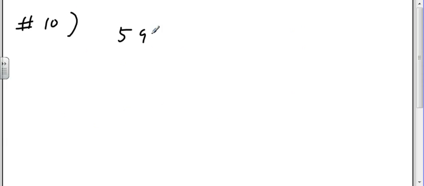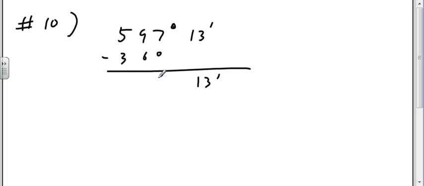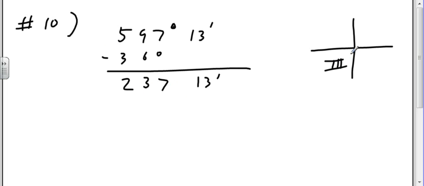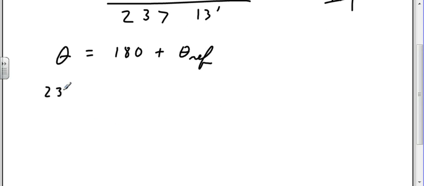Now, 597 degrees and 13 minutes. Isn't that lovely? Well, it's greater than 360, so the first thing I do is subtract 360 from it. So 237. 237 is a third quadrant angle. So the angle is equal to 180 plus the reference angle. And we're trying to find the reference angle. So 237 degrees, 13 minutes, equals 180 plus the reference angle.